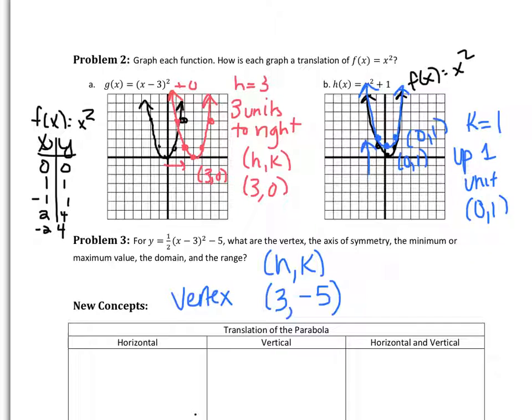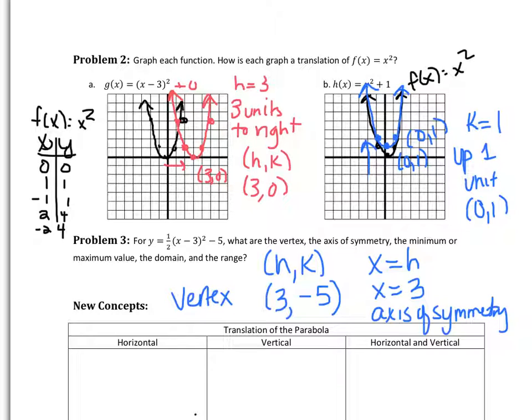Now, the other thing you want to be aware of, your axis of symmetry always goes through that. So you get x equals h. So we're just going to say x equals 3 is our axis of symmetry. It would be symmetrical on the vertical line x equals 3. So we got the first two things done.